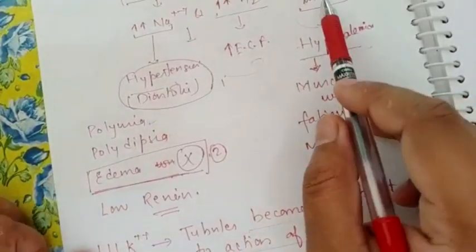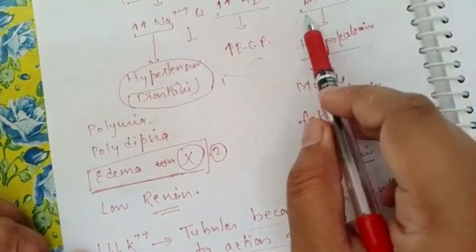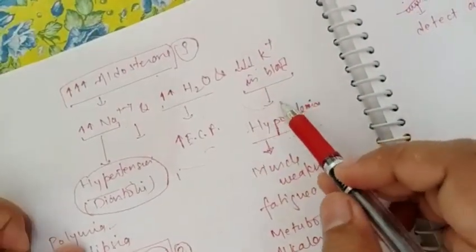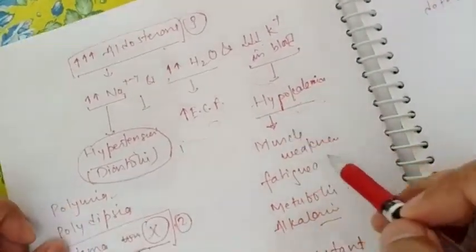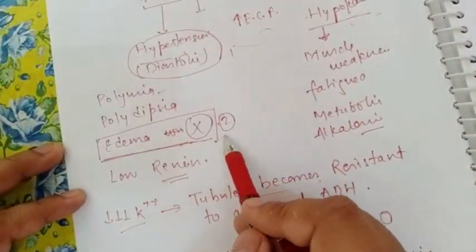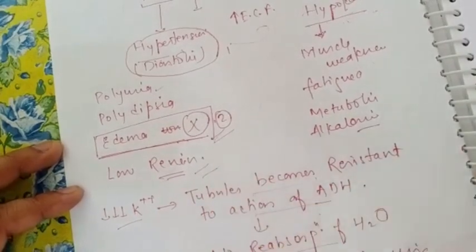There will be decreased potassium in the blood, because aldosterone increases potassium excretion. So hypokalemia will be there, with muscle weakness, fatigue, and metabolic alkalosis. Polyuria and polydipsia will be there, and edema will be absent. There will be low renin.